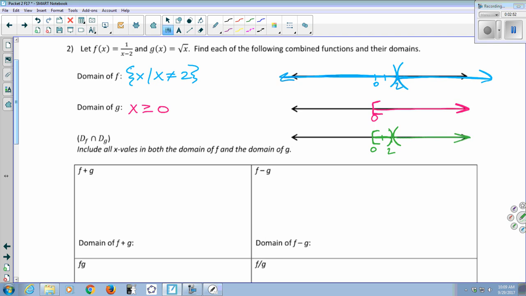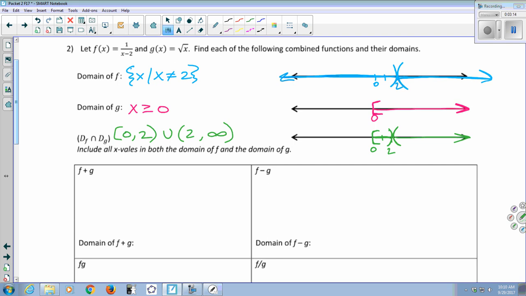So visually, I did the intersection by looking at where on the number line I have both blue and pink. And then if I want to write that out, I would do it in interval notation. I would say 0 to 2, union 2 to infinity.